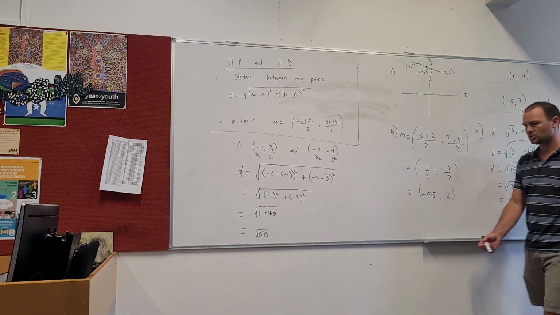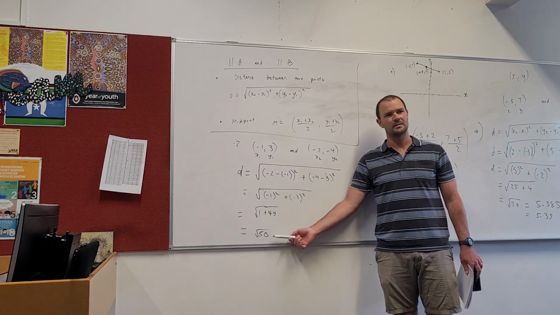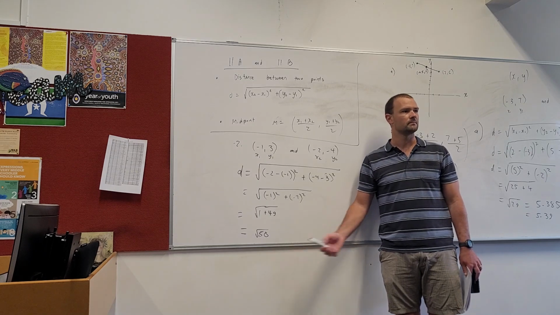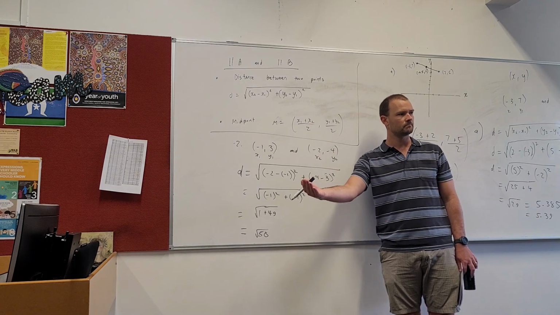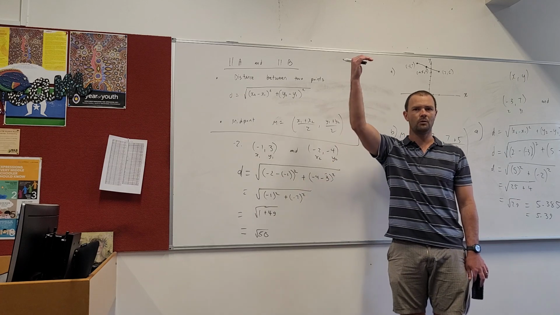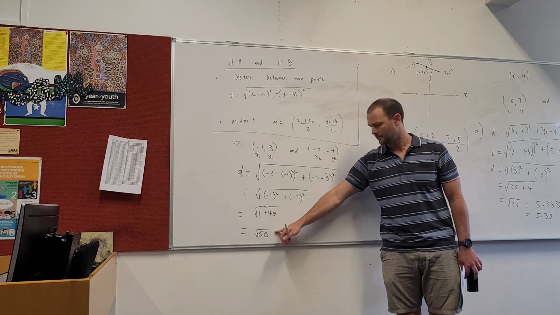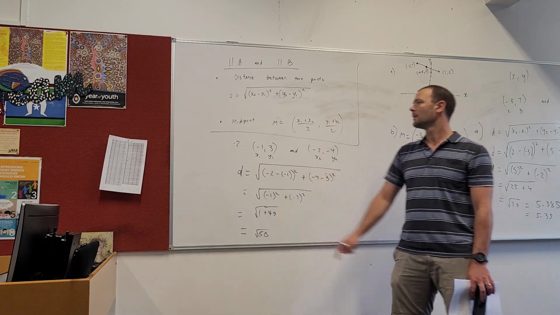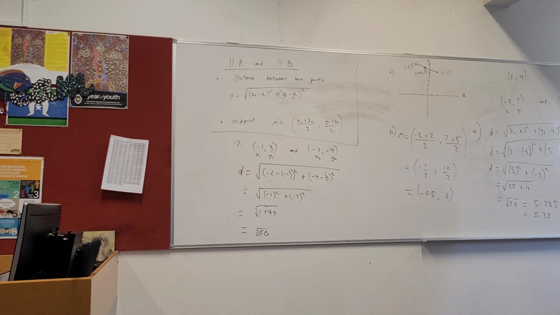Okay, let's ask that question again. What do we expect this number to be? Just over 7. 7 squared is 49. 8 squared is 64. So this is square root of 50, so that's just over the square root of 49, isn't it? So just over 7. Really good. Okay, so that's the distance, and then we'll do the midpoint.